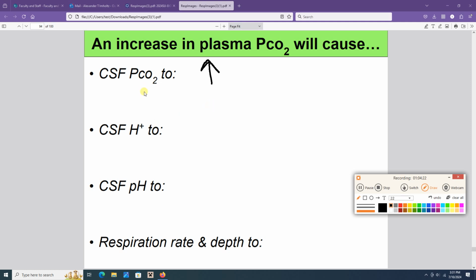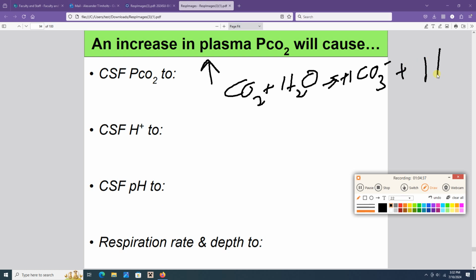And if we have more CO2, what happens to hydrogen levels? Don't forget, CO2 plus water gives us bicarbonate plus a hydrogen ion. And that hydrogen ion means if I've got more CO2, I get more of it. So this goes up, meaning pH goes down. And our brain doesn't like this, so our brain says, no, we've got to get rid of CO2. So our respiratory rate and depth are going to go up. And this is the main way you regulate respiration, this sequence here.